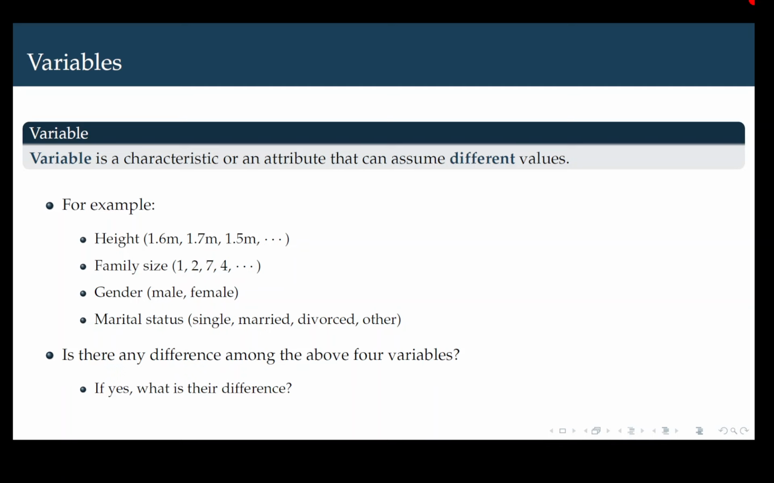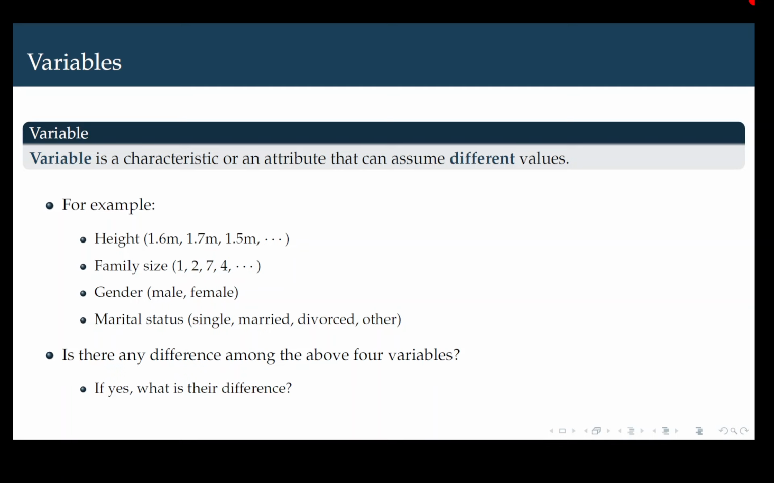Similarly, if we consider family size, it could assume values 1, 2, 7, 4, 6, and so on. Then family size also assumes different values, then it can be considered as a variable. Similarly, if we consider gender, taking the values male and female, then gender assumes two different values, then gender is also a variable. And the same is true for marital status, if it assumes, let's say, single, married, divorced, and other. Therefore, marital status assumes four different values for this particular example, then it is also a variable.